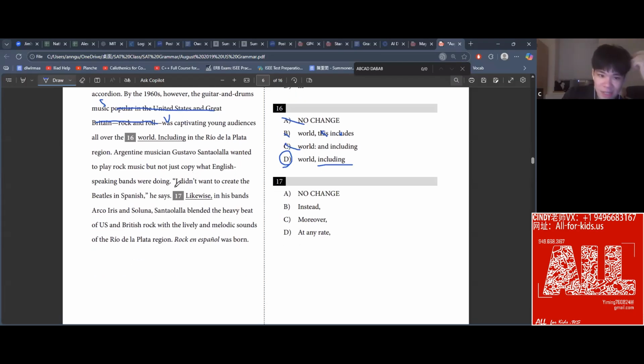For number 17, I didn't want to create Beatles in Spanish, he said. So he doesn't want to create this, and instead, what they did was something else, right? So it's kind of, he doesn't want to do this, and then they did something else. So the relationship between the two sentences is opposite. So the answer is instead. I kind of just gave the answer very implicitly when I was saying this, because I think it's pretty obvious what they're saying, right?